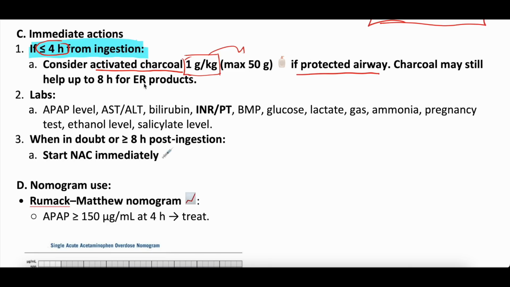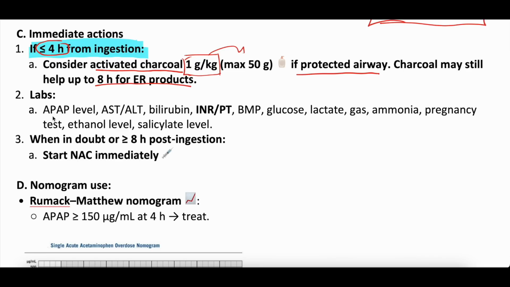With an extended release product, sometimes it'll help up to 8 hours from ingestion, but if it's less than 4 hours, you really should consider activated charcoal, okay? That can help slow absorption and decrease the maximal serum levels that are going to happen. Okay, so immediate actions: less than 4 hours, consider activated charcoal.